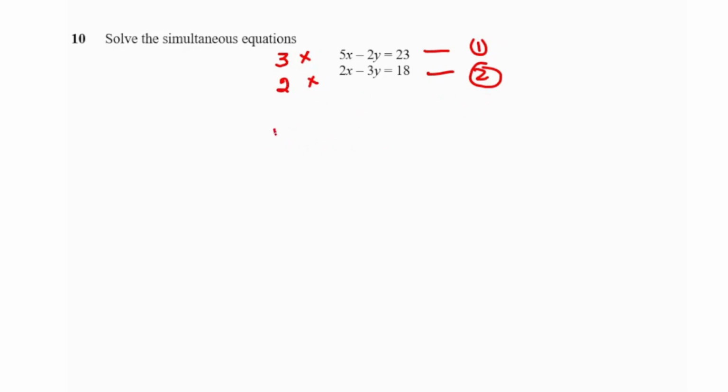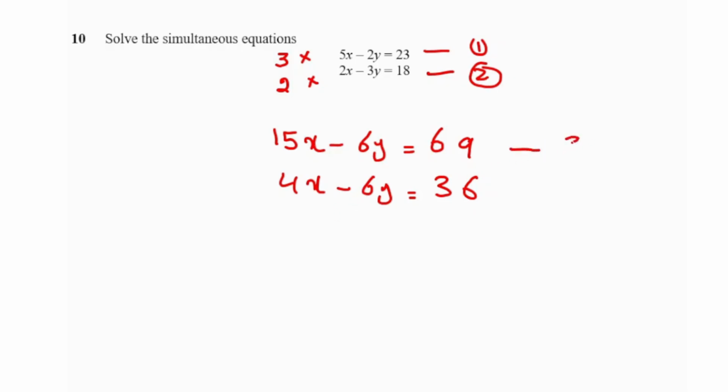So 5 times 3 is equal to 15x, 2 times 3 is 6y, and 23 times 3 is 69. Now we're going to multiply on this side. 2 times 2 is 4x, 3 times 2 is 6y, and 18 times 2 is 36. Because both y values are the same sign, this is equation number 3, this is equation number 4.